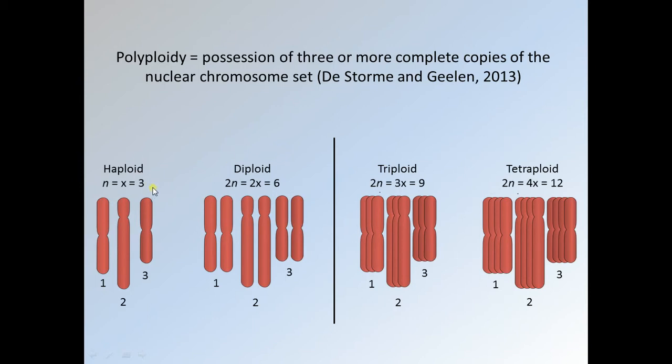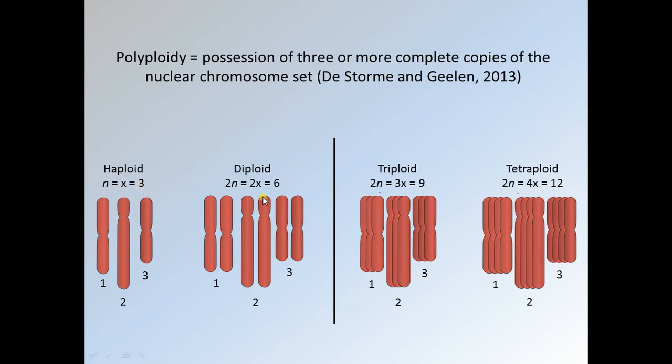Let's say you have a species with 3 different chromosomes. Then the haploid means that you're going to have an n, and n represents the number of chromosomes after meiosis, so in the gametes, and x is a set of chromosomes. So here n equals x, of course, because you have only one set, and as you know, after meiosis you divide the set of chromosomes by 2. And of course, if you have only one, you can't divide it. So it's n equals x equals 3.